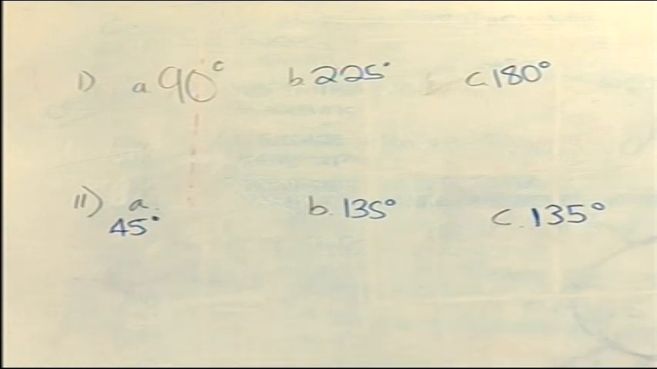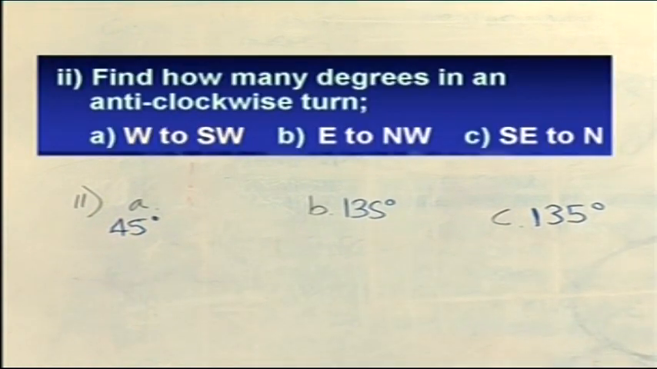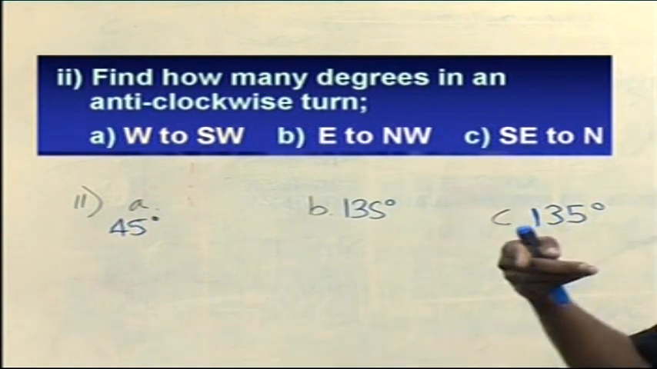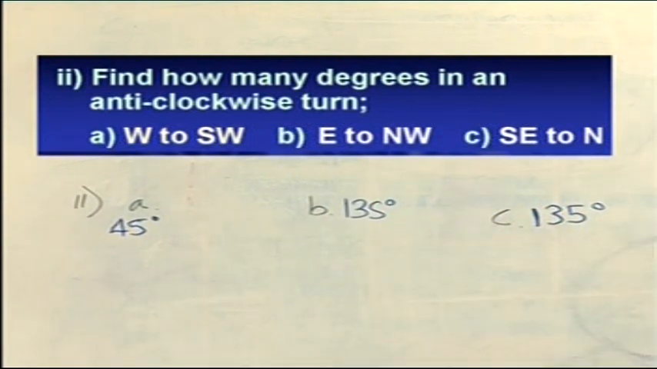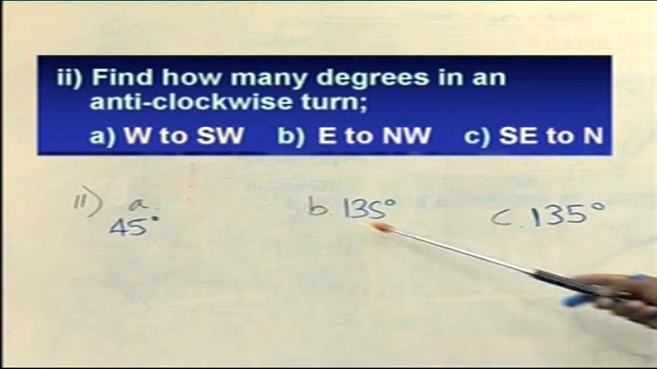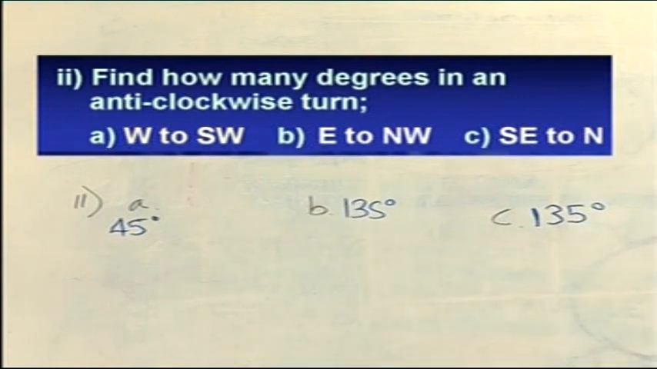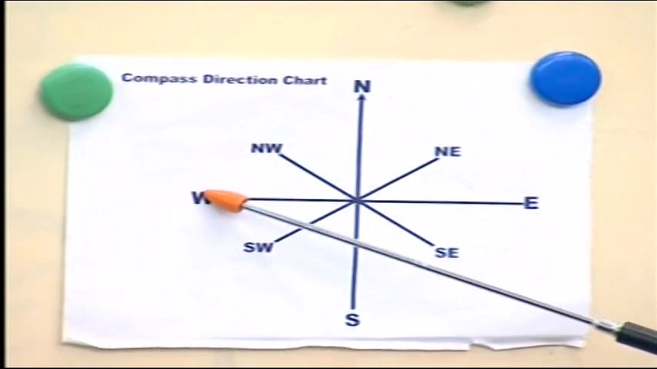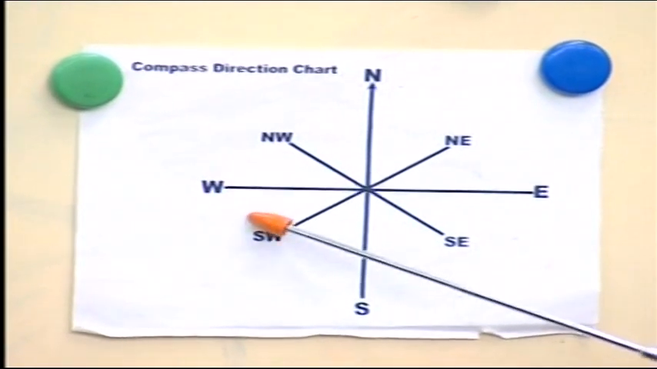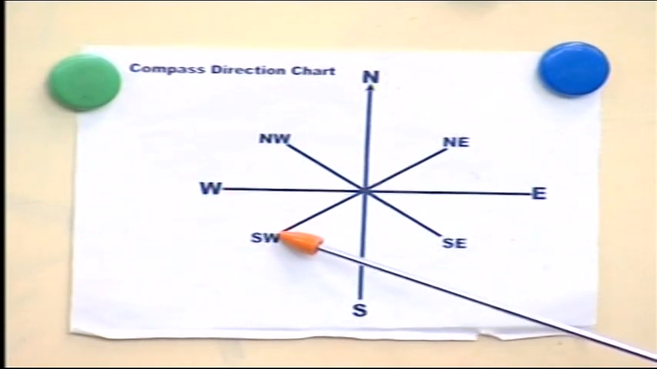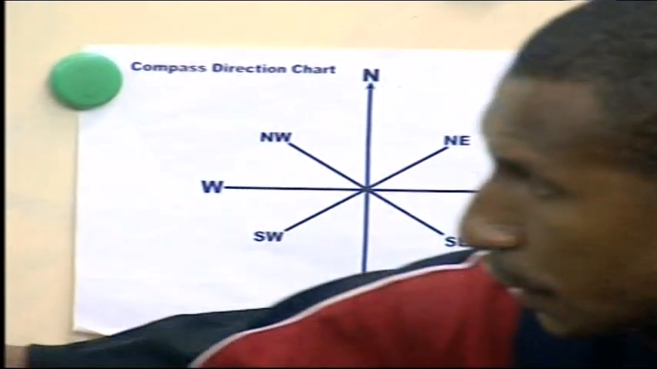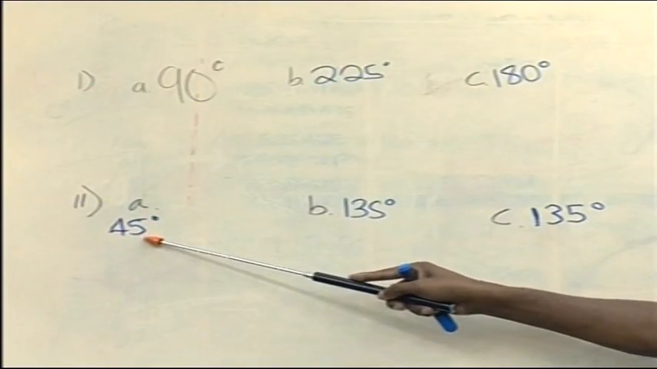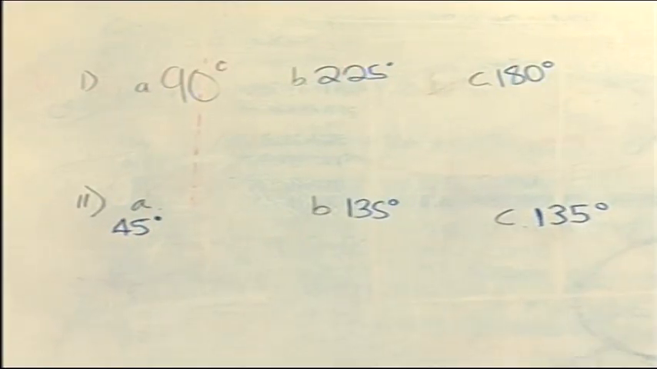Now let us look at exercise 2. How many degrees in an anti-clockwise turn? This time we are going what direction? Opposite direction, which is left. So anti-clockwise is always left. Now A, west to southwest. We are starting from west and then moving to southwest. So how many degrees is that, class? 45 degrees. Okay. Our answer A is correct, 45 degrees.